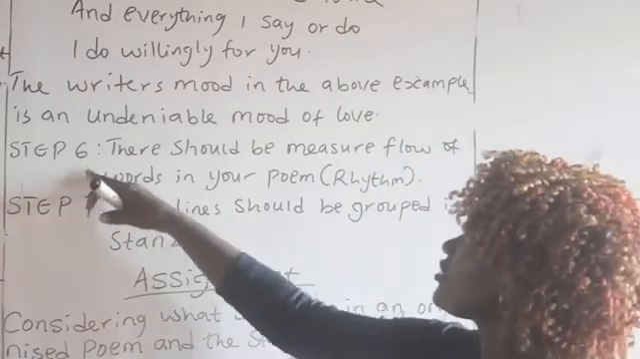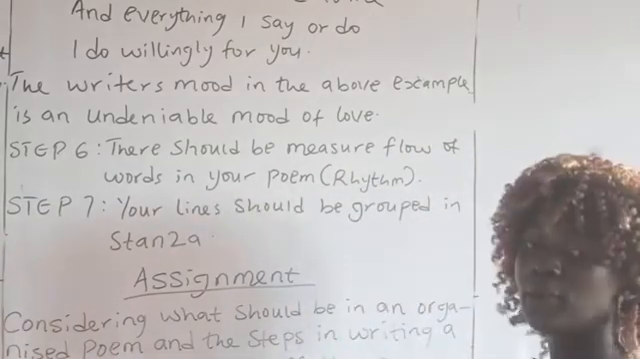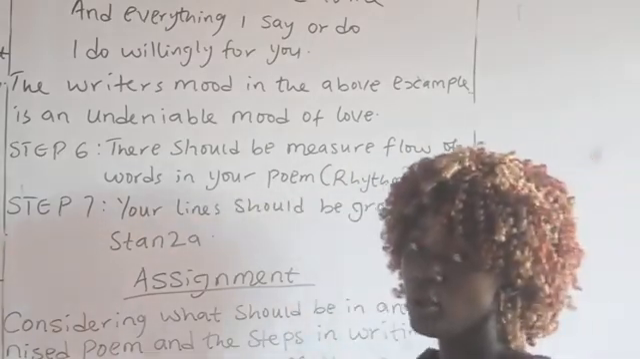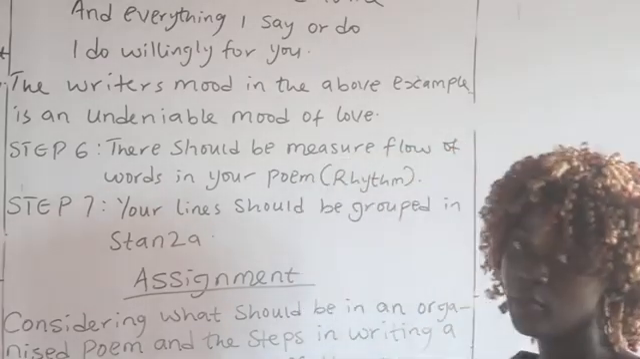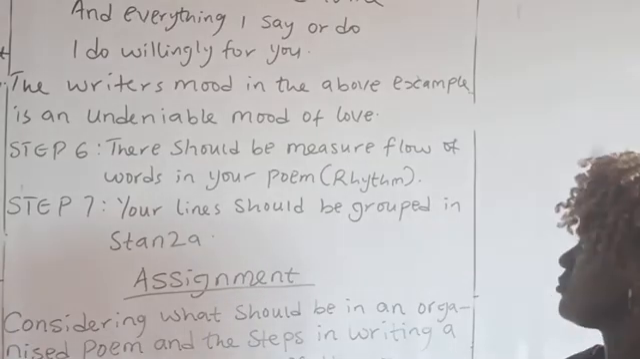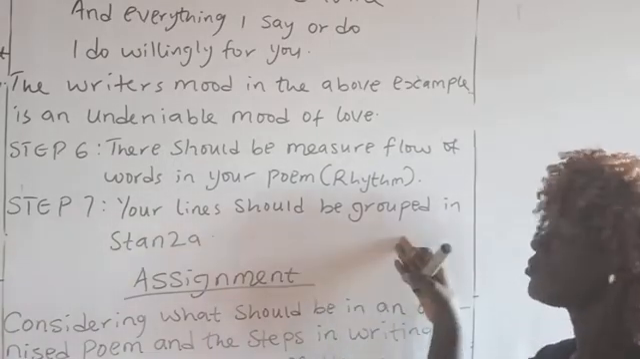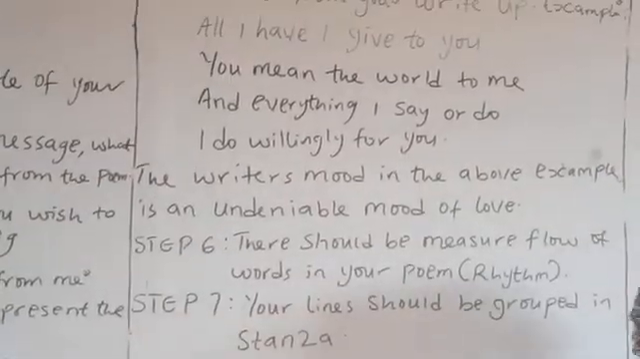Then step 6, there should be a measured flow of words in your poem. That is, when reading your poem, there should be a measured flow of words. Then the last step I have written out here, your lines should be grouped in stanzas. Your lines should be grouped in stanzas.